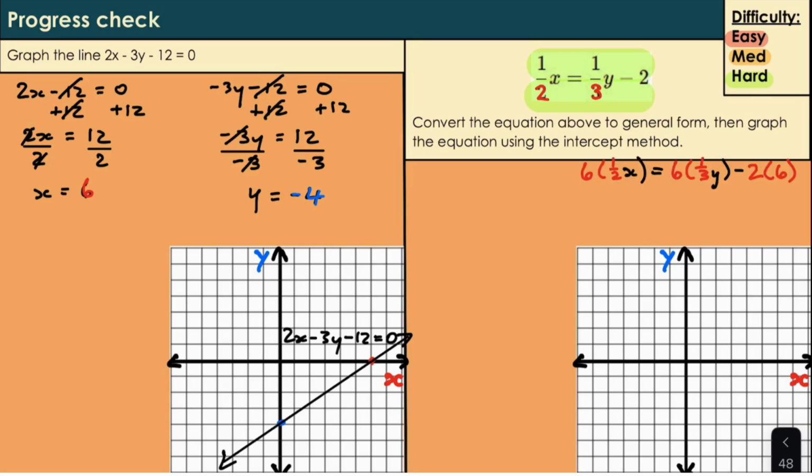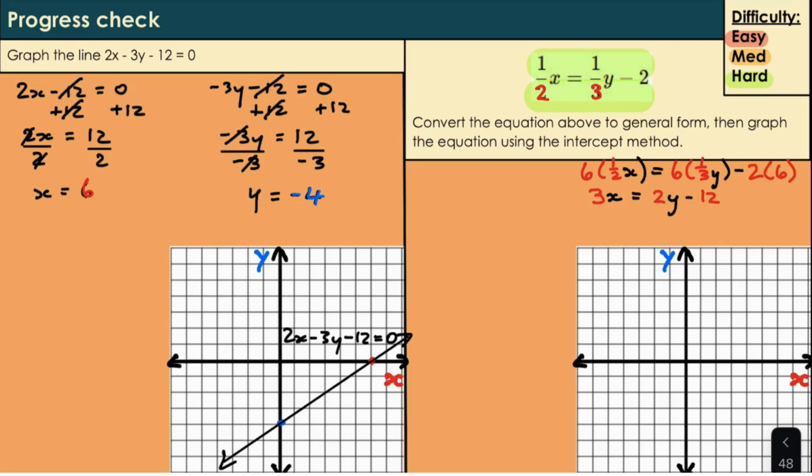What we can see is we've multiplied every term in that equation by 6. Let's simplify. 6 times a half is 3, and I still have my x. 6 multiplied by a third is 2, so I have 2y. Negative 2 multiplied by 6. Negative multiplied by positive is negative, and 2 multiplied by 6 is 12.